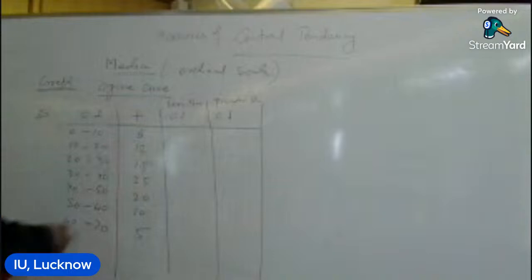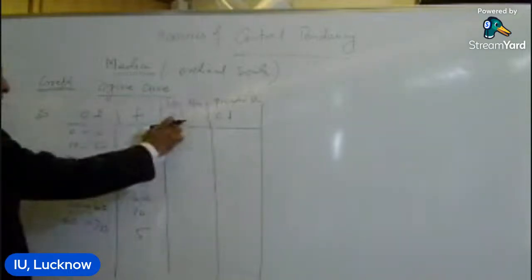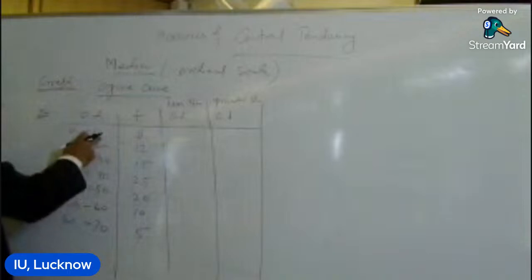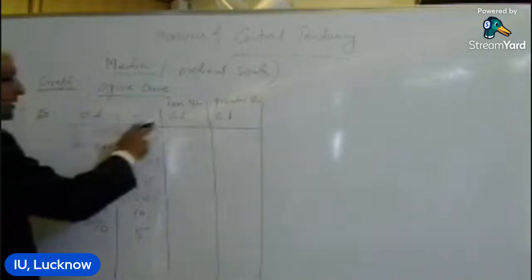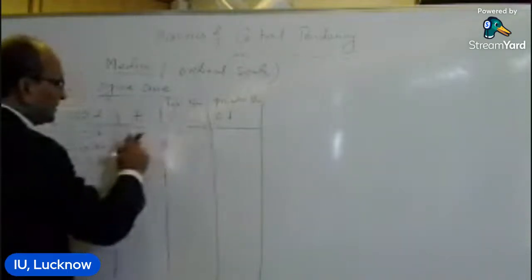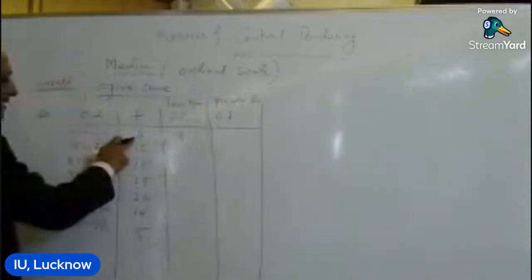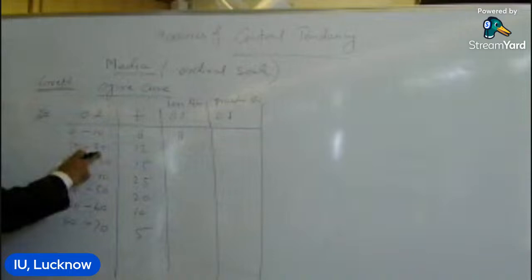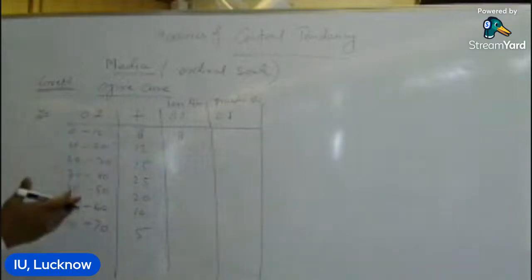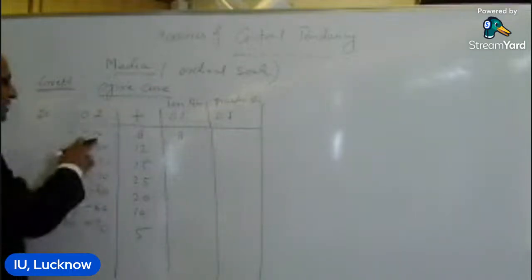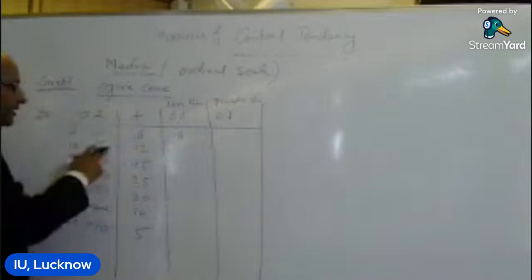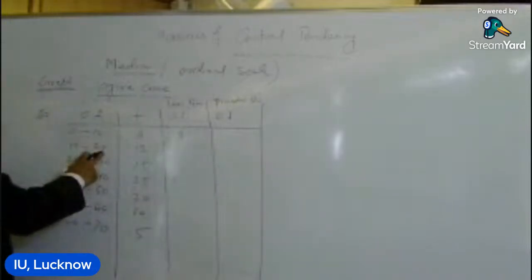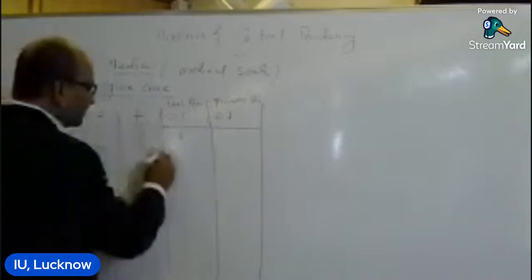So less than cumulative frequency. Less than means less than 10. So what will be the value of less than 10? Less than 10 means 0 to 10, so the cumulative frequency is 8. Less than 10, the value is 8. Less than 20: again, see here, less than 20 means 0 to 10 and 10 to 20. So for 0 to 10, the value is 8, and for 10 to 20, the value is 12. So less than 20, the value will be 8 plus 12, 20.